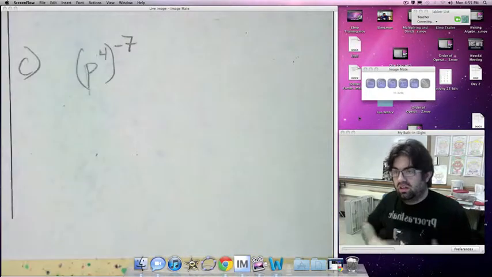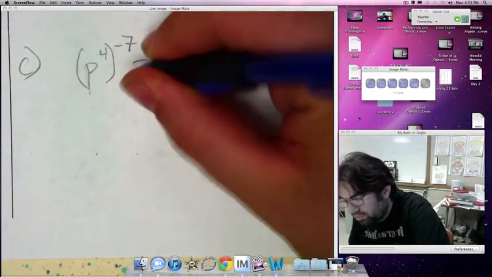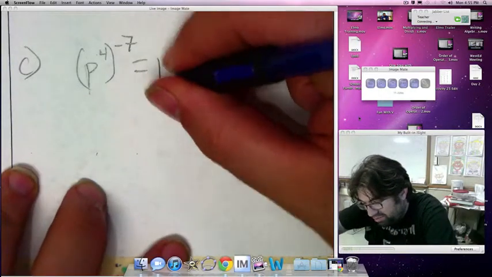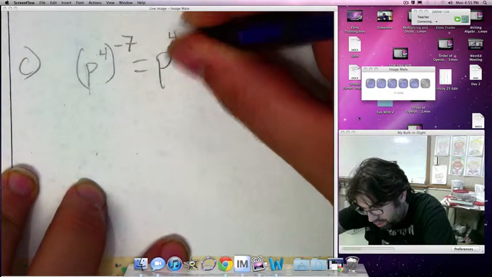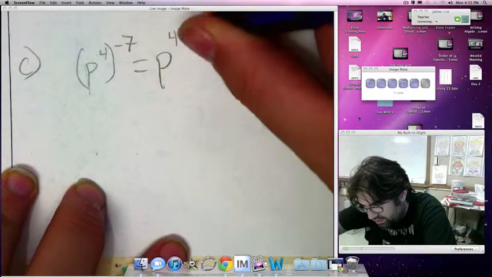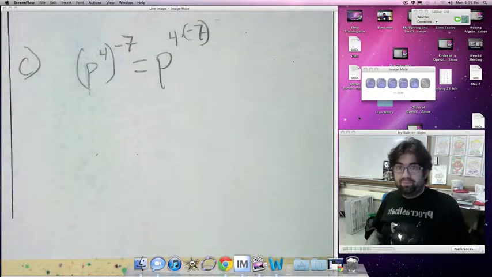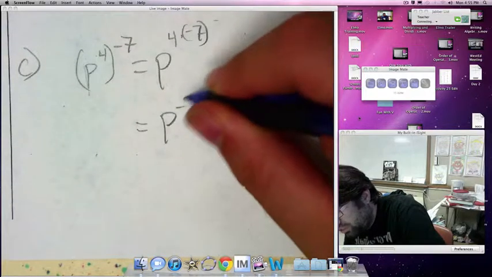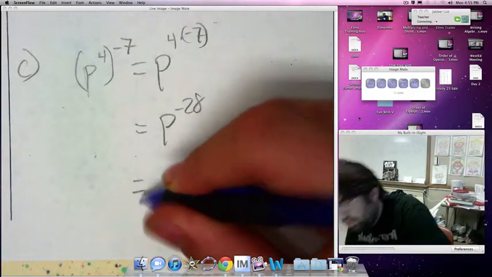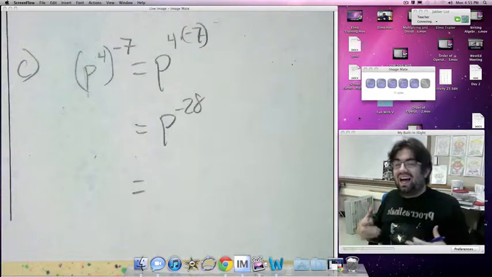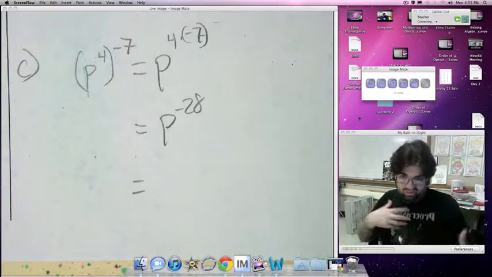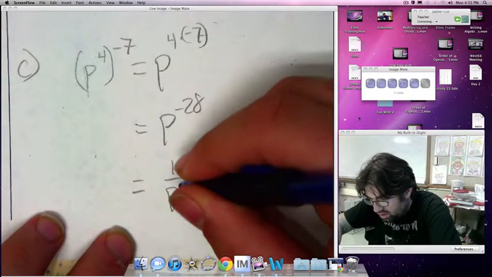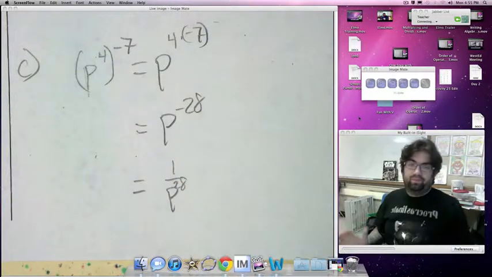Okay. Example C. We're just multiplying things together. So I'm going to have p to the 4 times negative 7, right? Well, 4 times negative 7 is negative 28. Again, I change it to the reciprocal. I put 1 over p to the 28th power.